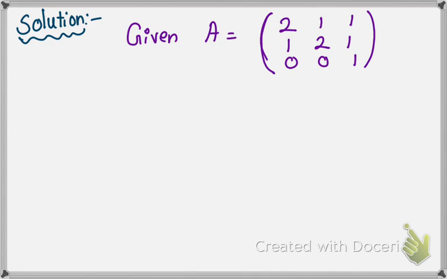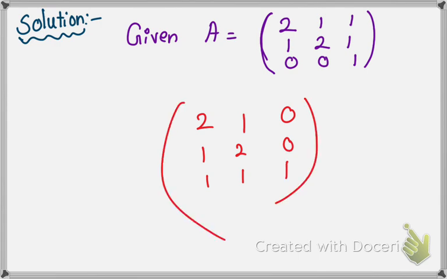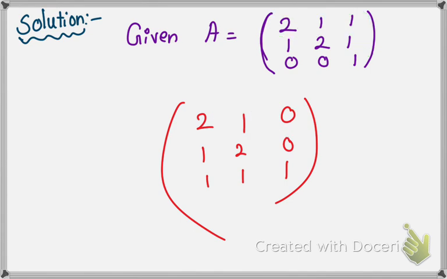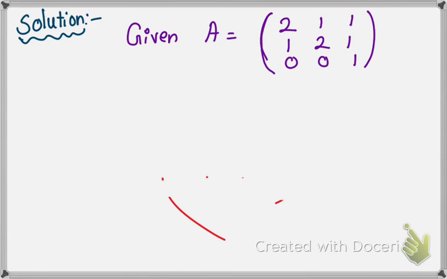So, now you change the rows into columns. This is the first row, which changes into the first column. This is the second row, which changes into the second column. This is the third row, which changes into the third column. Now, you again check whether both matrices are equal or not. Here 2, 2 correct, 1, 1 correct, but here 1 is there, here 0 is there. So, both are not equal. Any one value is not equal, so the whole matrix is not equal. Therefore, the given matrix A is non-symmetric.